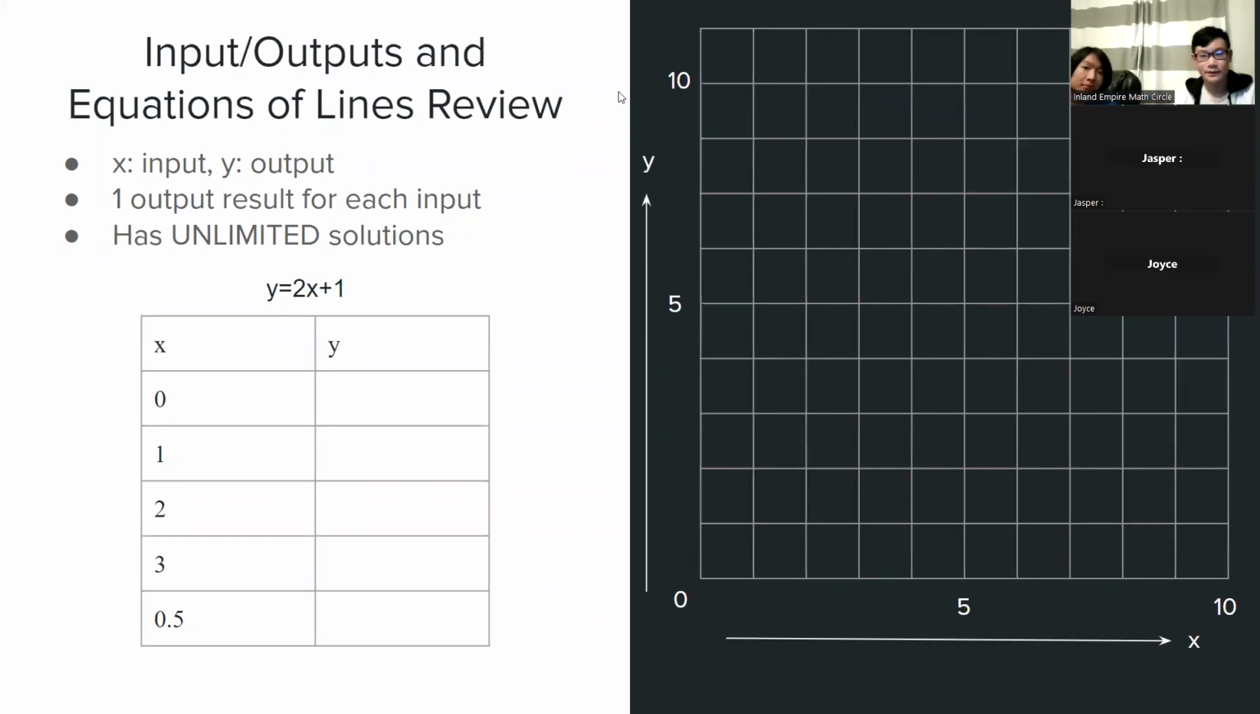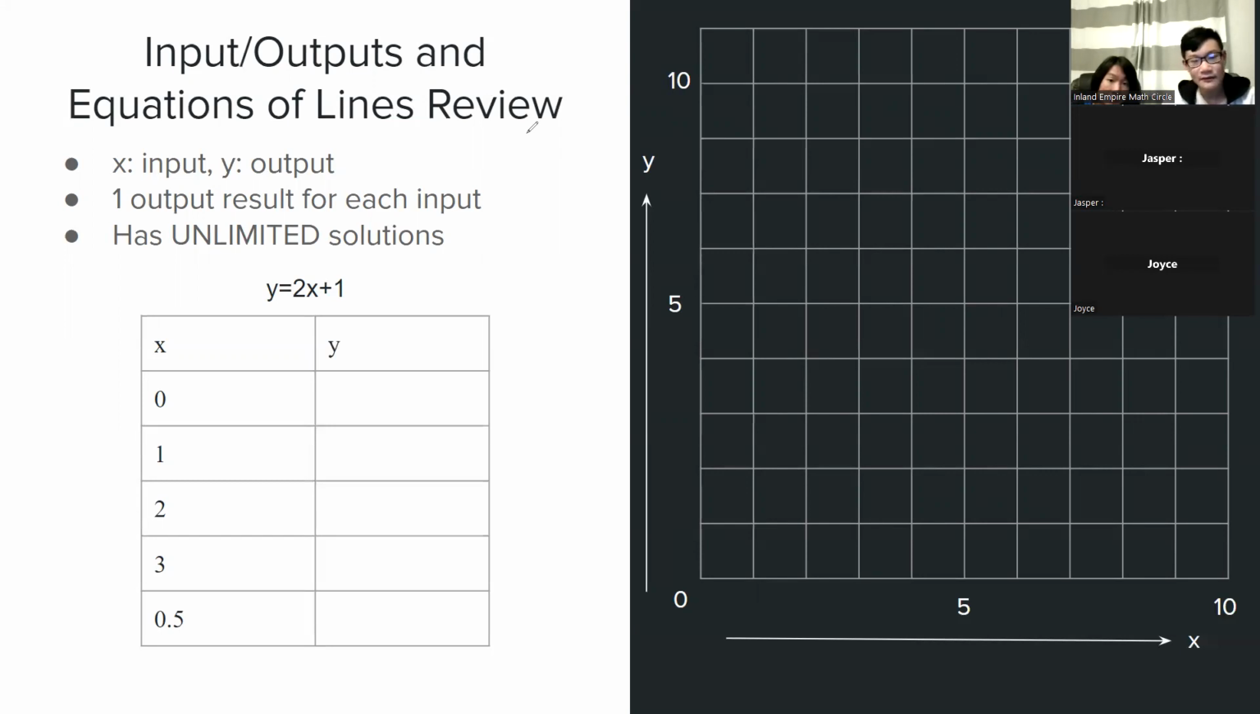So this is our review for equations of lines. Basically, if you remember, for the lines, you have an x input and a y output. An example of a line here would be y equals 2x plus 1, where 2 is m, or the slope, and 1 is the y-intercept. If we graph it, it will look like a straight line, and for every x value, you'll see a y value that we can find. But this time, we're going to be thinking about it a little bit differently.